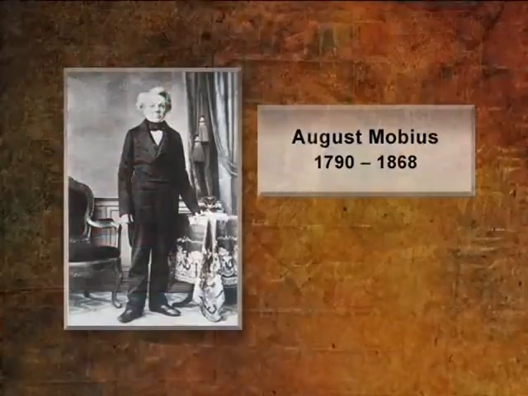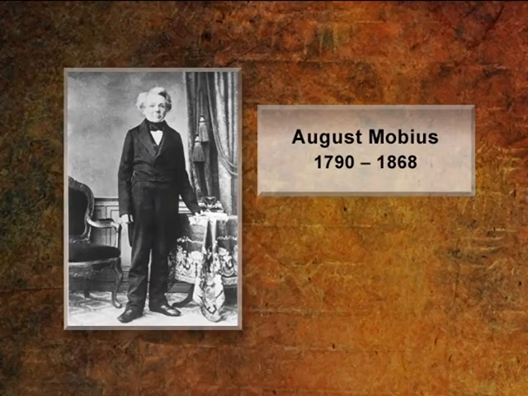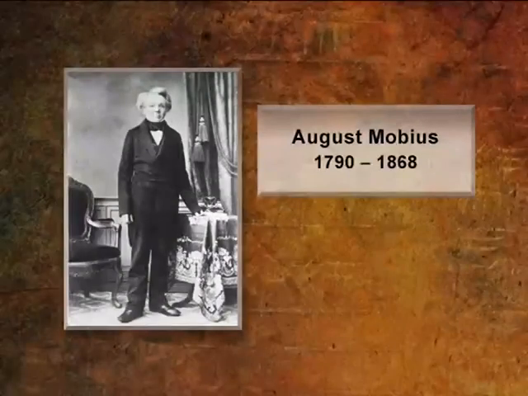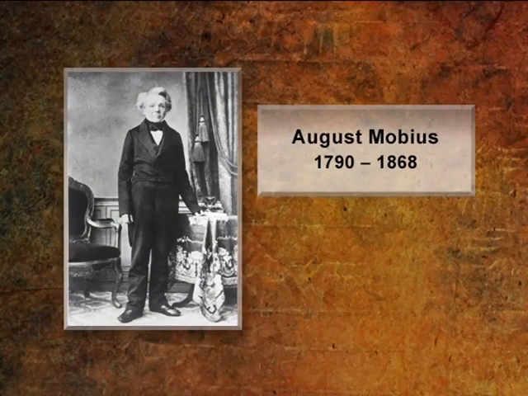Another type of transformation I want to talk about is one that is credited to August Möbius from Leipzig. He was a student of Gauss. He was actually an astronomer. And his name is generally associated with the Möbius band.